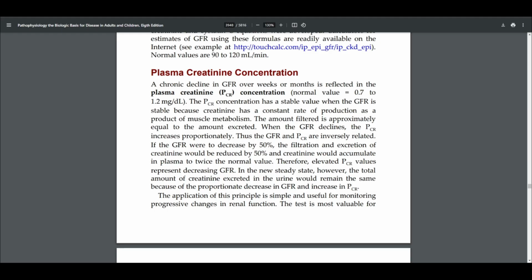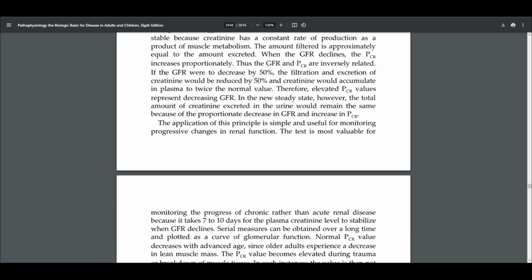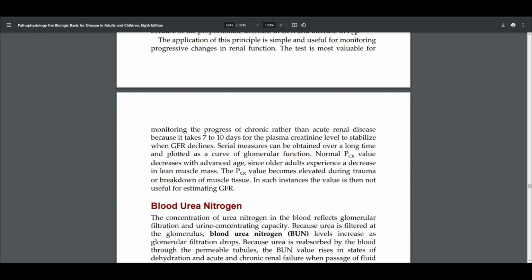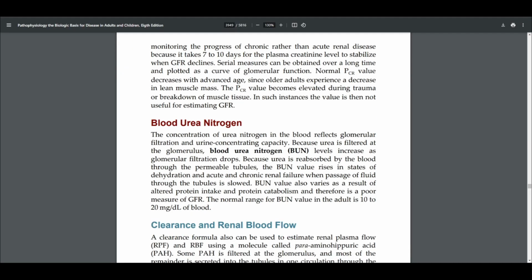The application of this principle is simple and useful for monitoring progressive changes in renal function. The test is most valuable for monitoring the progress of chronic rather than acute renal disease because it takes 7 to 10 days for the plasma creatinine level to stabilize when GFR declines. Serial measures can be obtained over a long time and plotted as a curve of glomerular function.